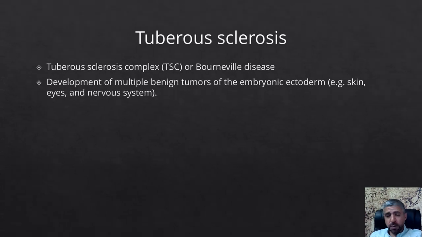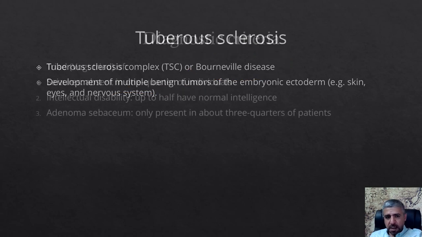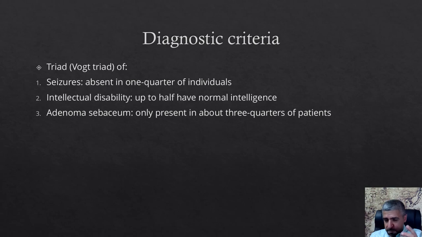So let's start with tuberous sclerosis. Tuberous sclerosis also has another name, known as Bourneville disease. It's multiple benign tumors, the keyword is benign here, of the skin, the eye, and the central nervous system. So how can we diagnose it clinically, or what are the diagnostic criteria for tuberous sclerosis?